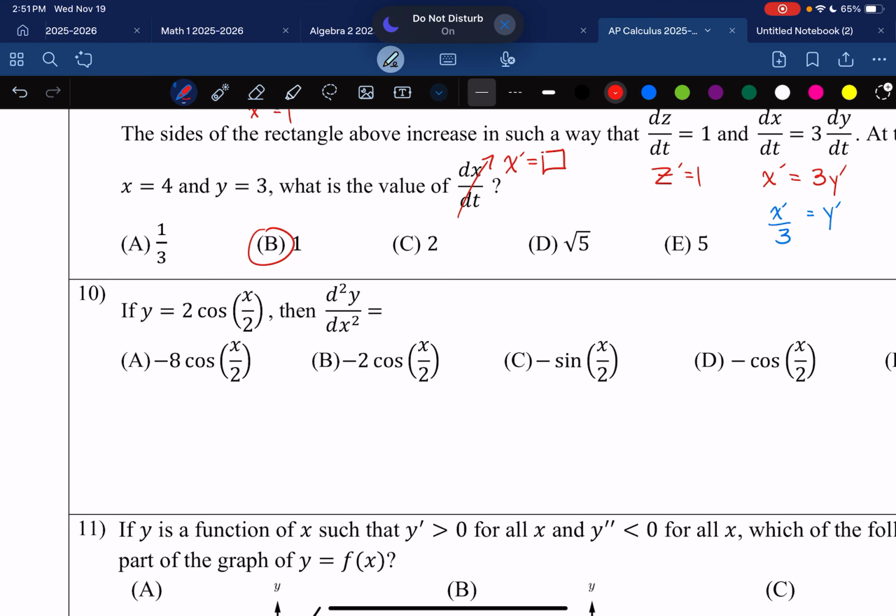For number 10, we're asked to find the second derivative. This is the way that you say y double prime. So let me go ahead and say this is y double prime. So in order to find y double prime, we need to first find y prime. So let's do that now.